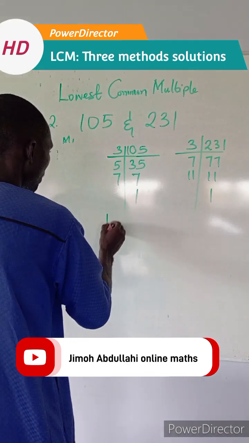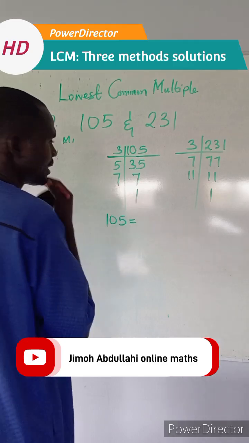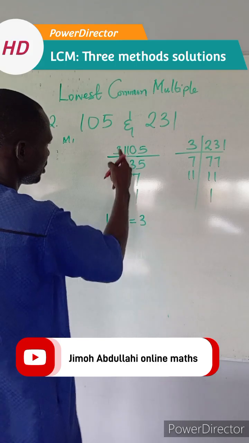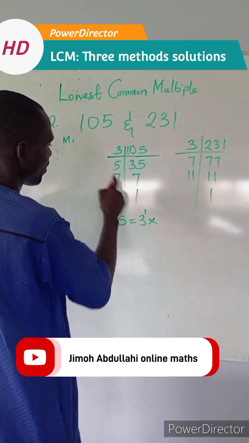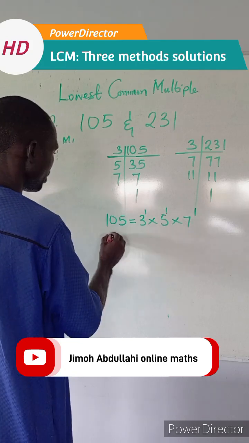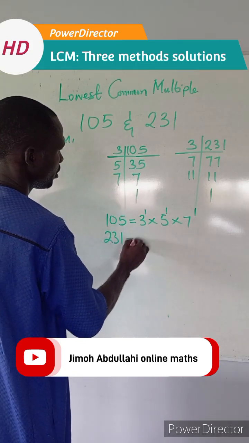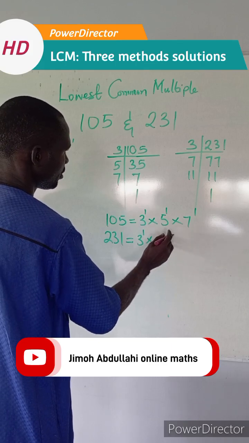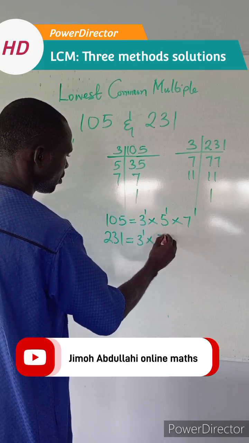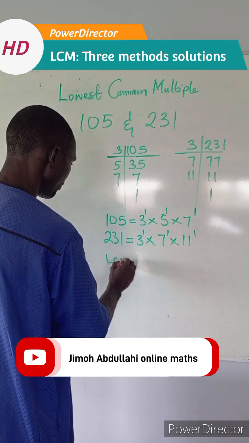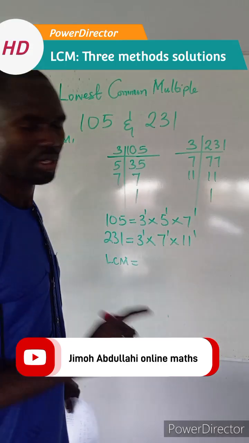Now, you see, when you write this one down and you write the product of the prime factors there, this is 3. How many 3 do you have here? 1. How many 5 do you have here? 1. How many 7 do you have here? 1. Then 231. How many 3 do you have here? 1. How many 7 do you have here? 1. Then how many 11 do you have here? 1. So the LCM will be equal to, now watch out.